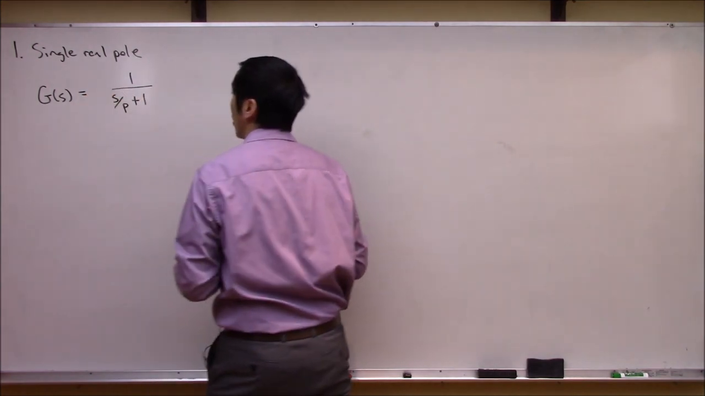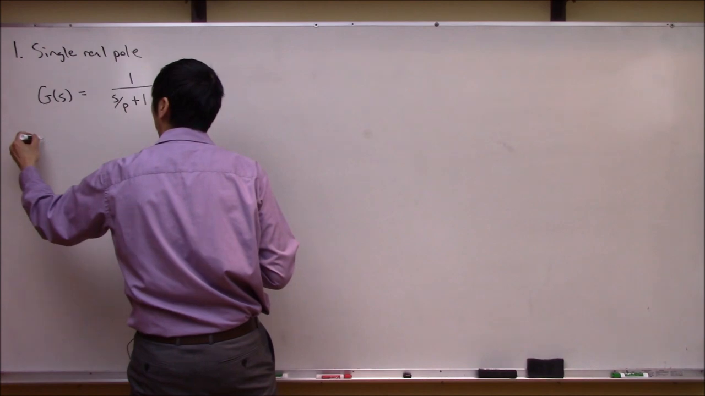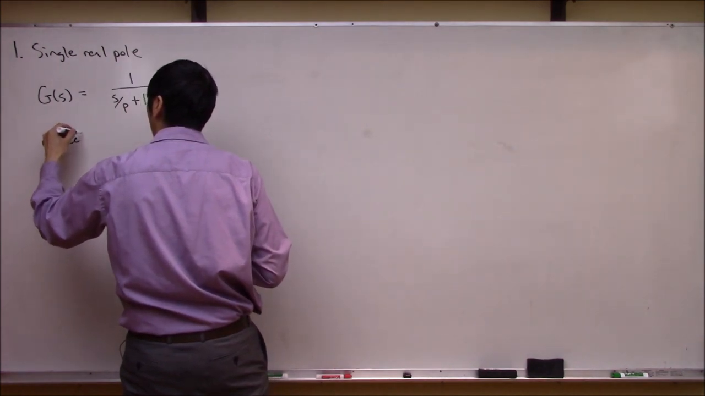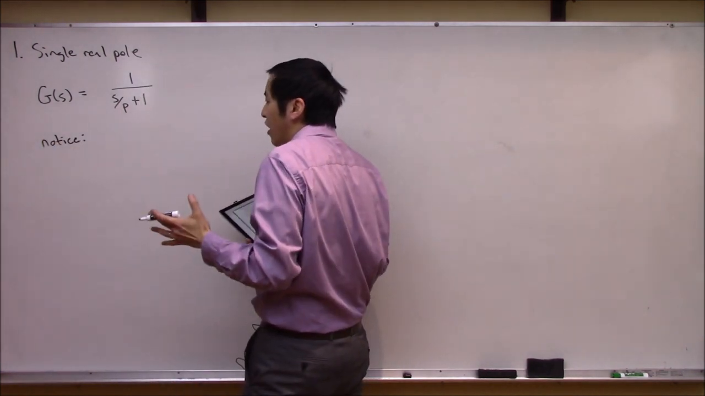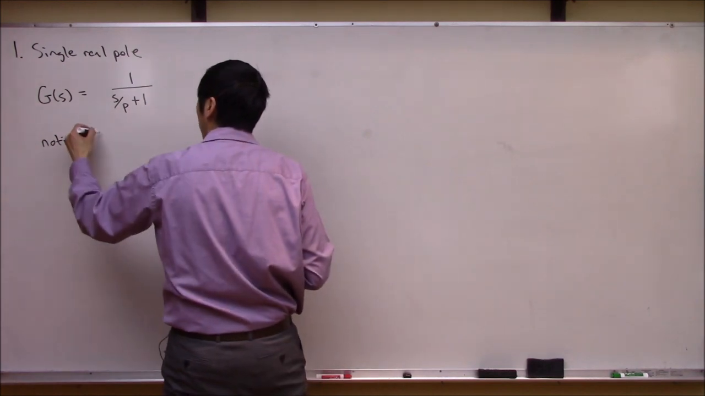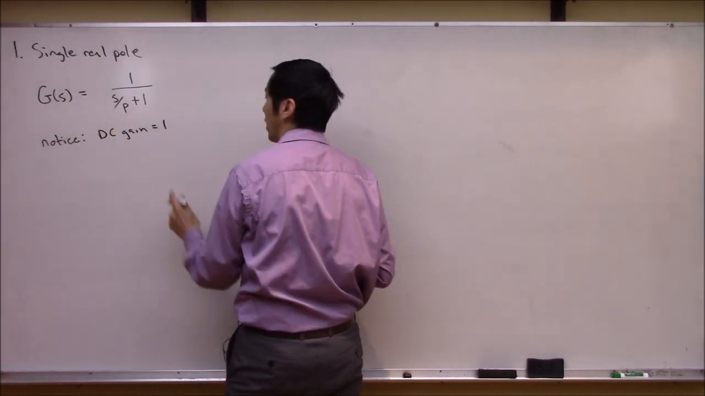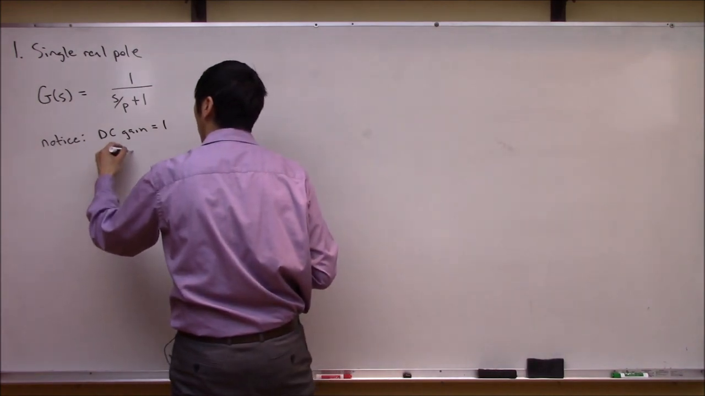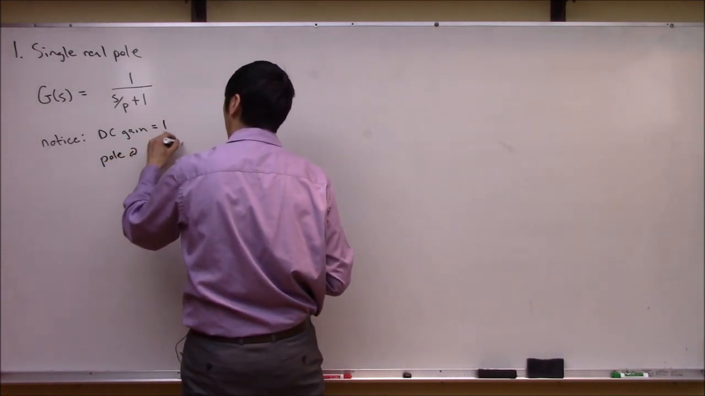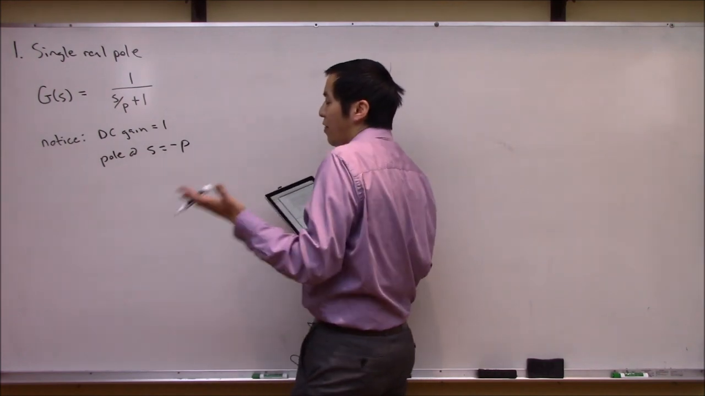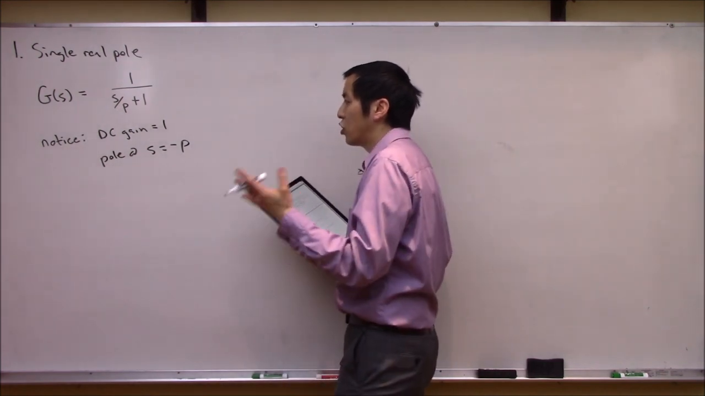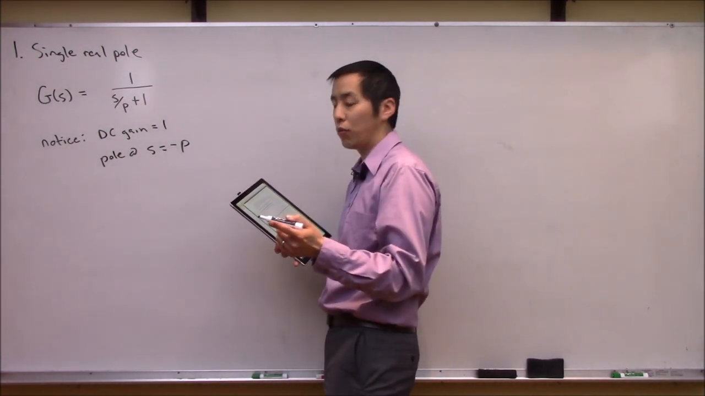Notice a couple of things here. This is written in what I'm going to call a standard Bode plot form. What this means is that the DC gain of this system is 1, and we also notice that there's a pole at s equals minus p. And that's it. Literally, this thing is made up of just a single pole.